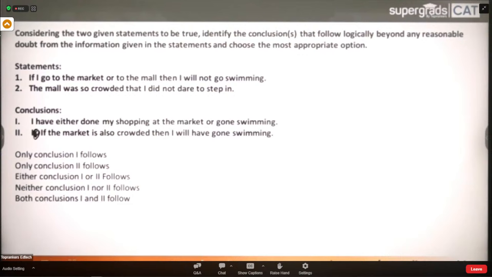Someone says conclusion one is true because there are only two options to choose from, and conclusion two is not necessarily true. That's what Shivam says. Okay. Gaurav says only two follows. Wow, you've got to tell me the logic.